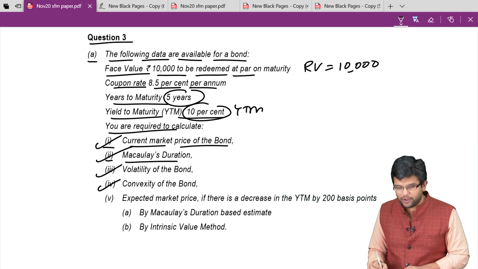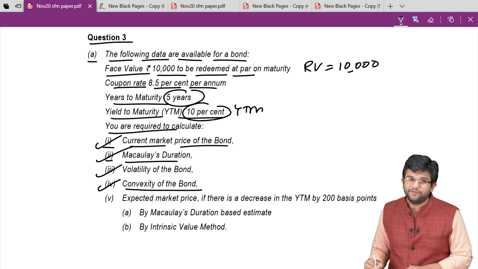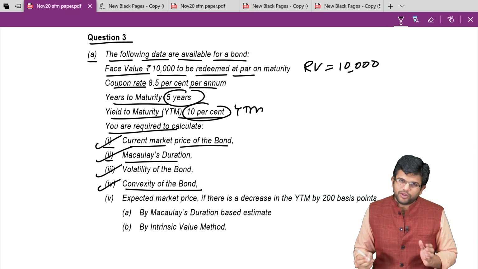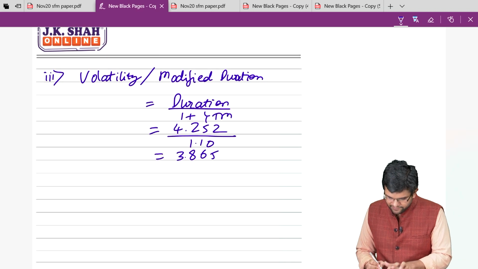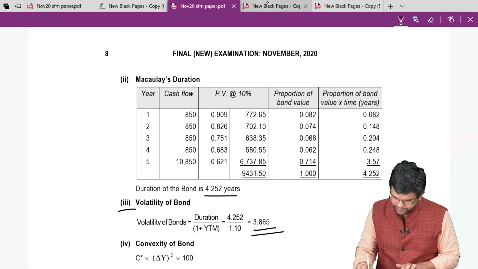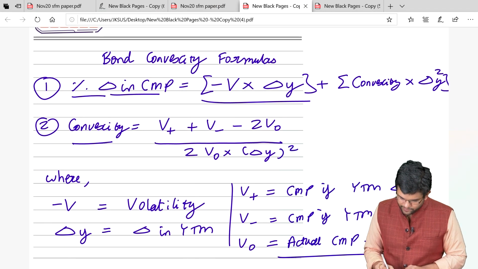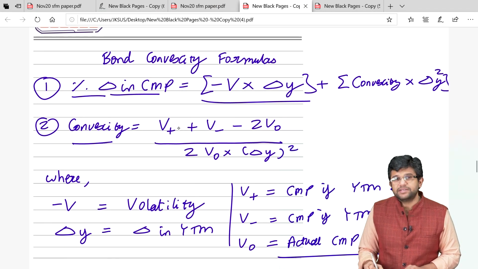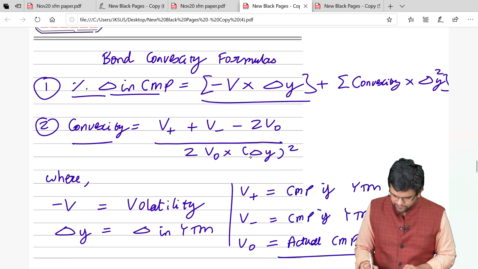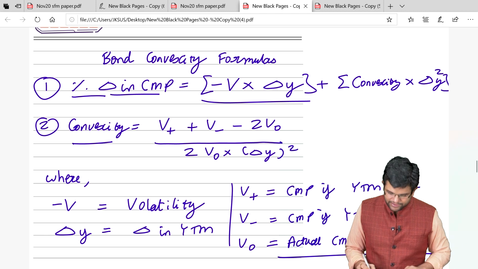Point number 4 now, children, they're asking you the convexity of the bond. I hope you remember the formulas. I will just show it to you here again. Do you remember this formula of convexity? Convexity is equal to V plus, V minus, minus 2V0, the whole upon 2V0 into delta Y square.